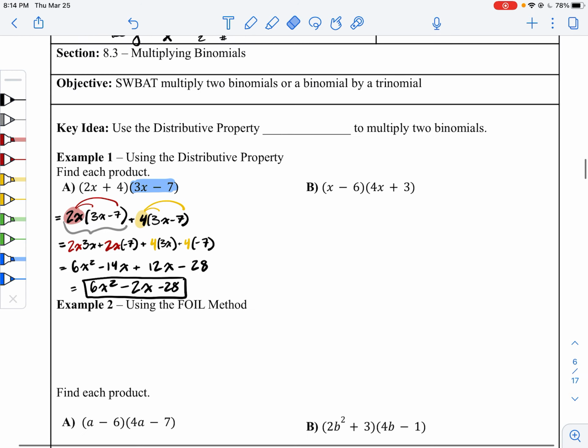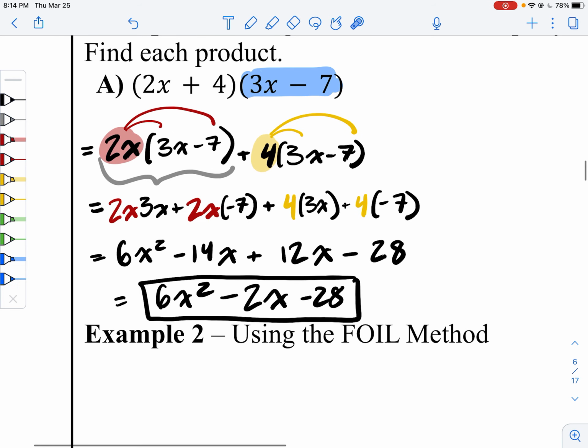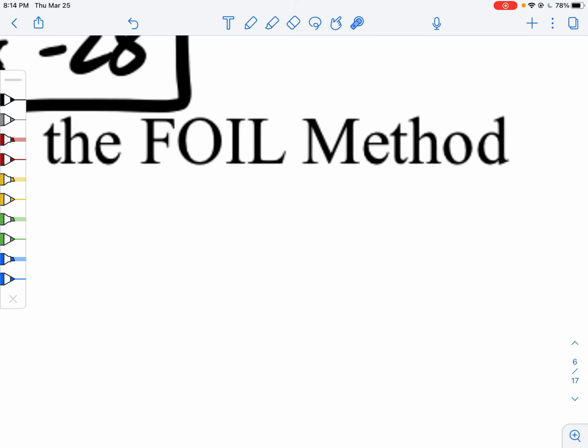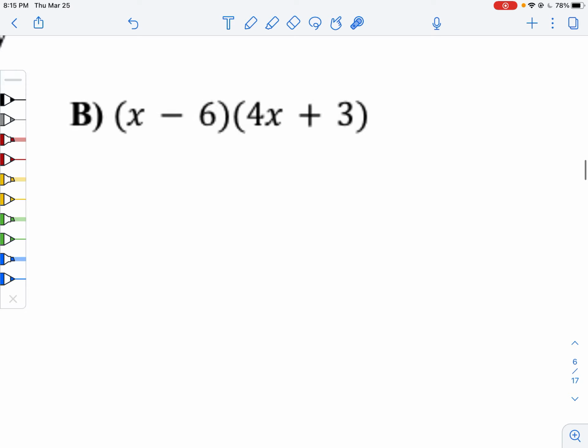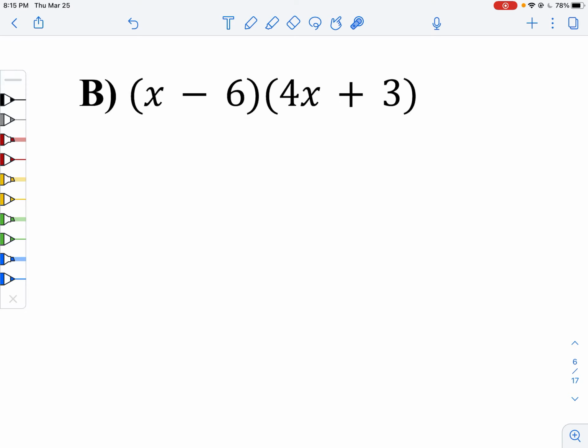You'll notice we used the distributive property twice as we multiplied two binomials. We used it first when we distributed our Bluey to each of these, and then we did it again when we distributed into the Bluey. So we distributed twice. Let's do another practice before we find a shortcut.